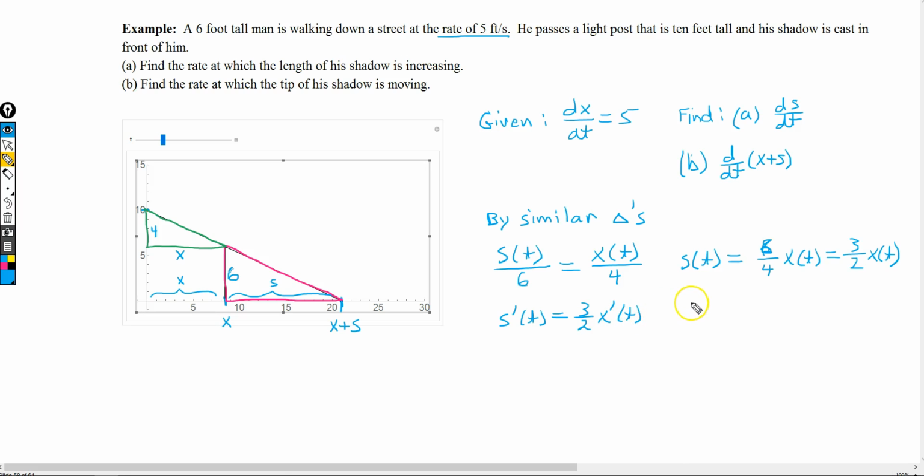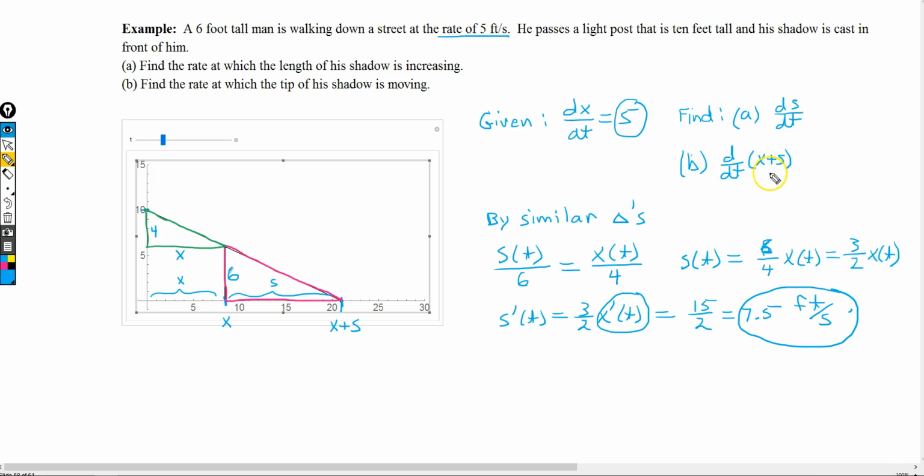And so therefore s prime of t, now we're given that dx/dt is 5, so we can put this 5 right in place of the x prime of t, and so this is equal to 3 times 5 over 2, that's going to be 15/2, or 7.5, and that's going to have units of feet per second as well, because x prime has units of feet per second. And there we go, that's the answer to part A, 7.5 feet per second.